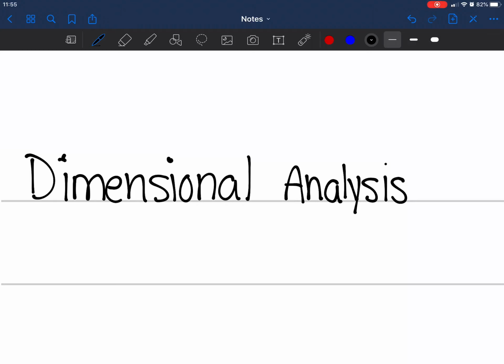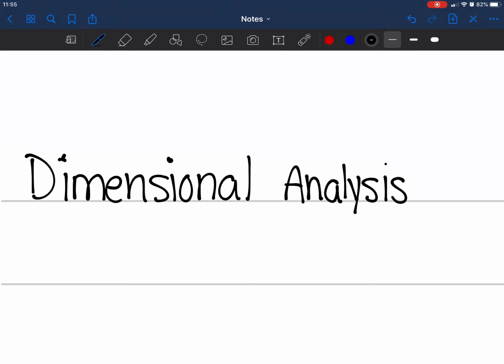I want to talk to you about dimensional analysis. Dimensional analysis is just a fancy way of saying converting between units. The units have to be the same kind of unit, meaning, for example, if you're in time, it has to be the same kind of unit as time. For example, seconds, hours, months. It has to be the same type of unit, but in a different size.